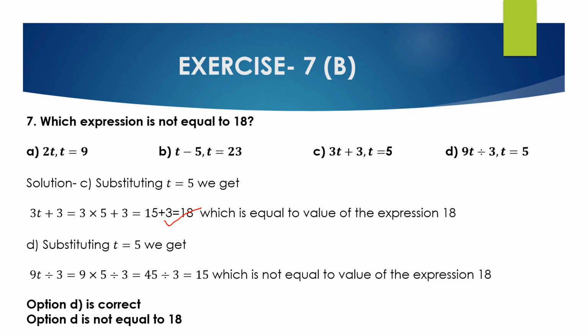Fourth, option D. 90 divided by 3, t equal to 5. Substitute the value of t equal to 5 in the expression. We get 90 divided by 3 is 9, multiplied with 5 divided by 3. 9 multiplied with 5 is 45. 45 divided by 3 is 15. 15 is not equal to the value 18. So this is correct. So option D is correct. Option D is 15, which is not equal to 18.